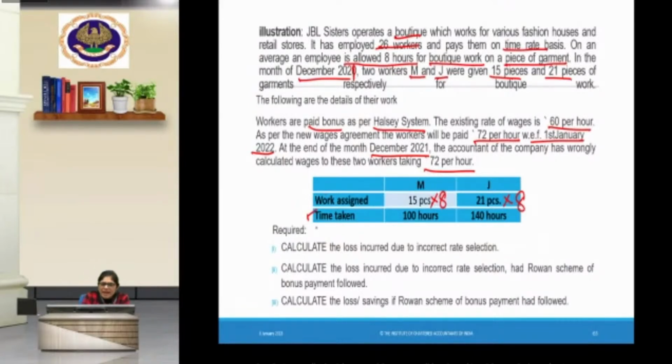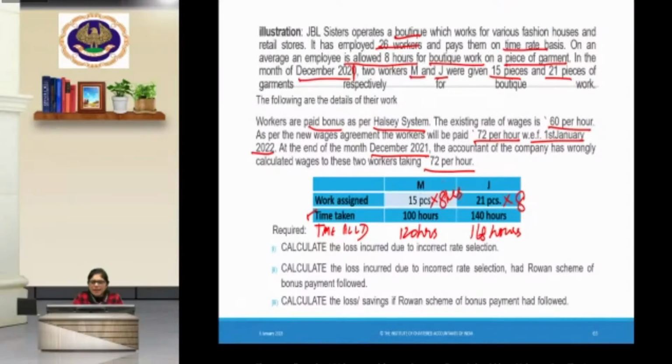You can calculate the time allowed here. Time allowed is 8 hours per piece. For M, the time allowed is 15 into 8, 120 hours. And for J, the time allowed should be 168 hours. See, this is the information you need to find out first.